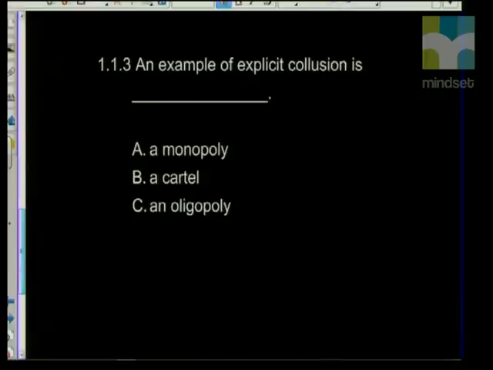1.1.3. An example of explicit collusion. This means collusion that takes place out in the open where everyone is aware of it. The answer to this one will be B, because a monopoly operates on its own. And an oligopoly doesn't necessarily take part in collusion.